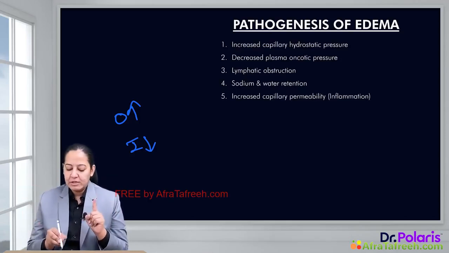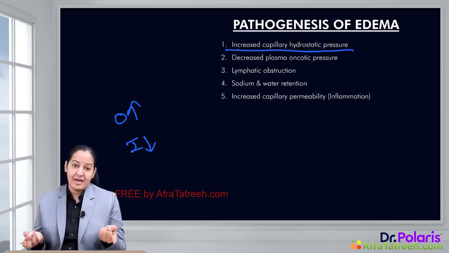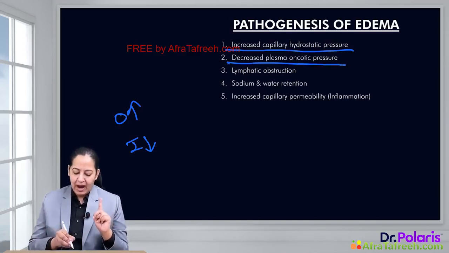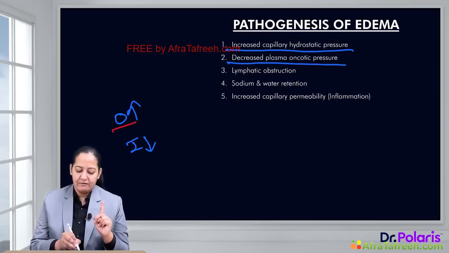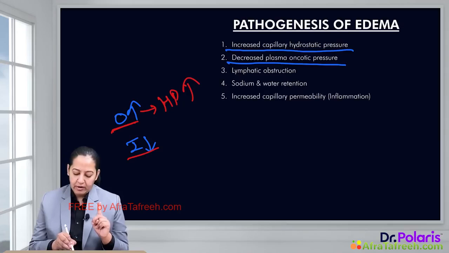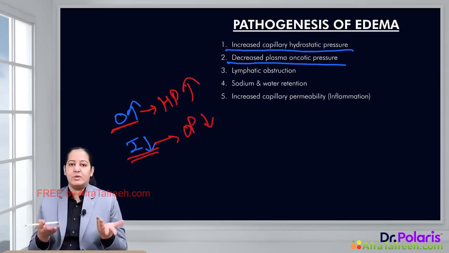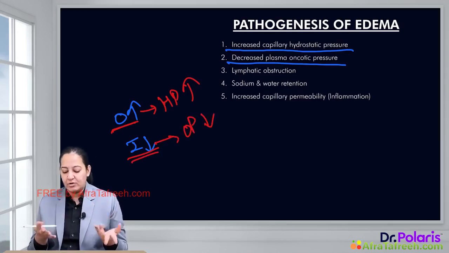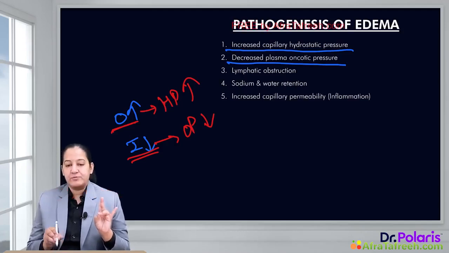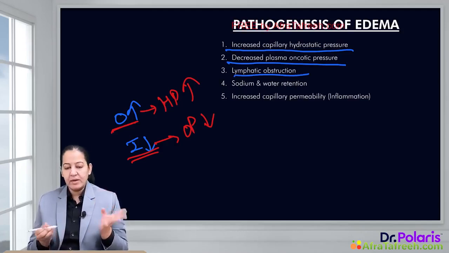So there is accumulation of fluid in the interstitial space. That is edema. So either increase hydrostatic pressure, that is the outward pressure, or decrease oncotic pressure, that is the inward pressure. So either increase outward, decrease inward. Outward pressure is hydrostatic pressure, and inward pressure is oncotic pressure. So increased hydrostatic pressure or decreased oncotic pressure can lead to edema, or both of them occurring together, or one of them. The third major cause of edema is lymphatic obstruction. So due to lymphatic obstruction also edema can occur.